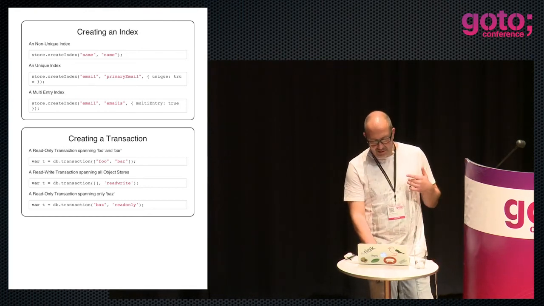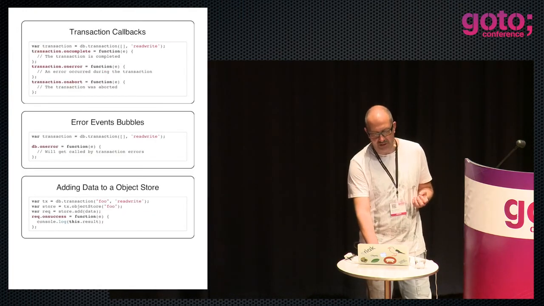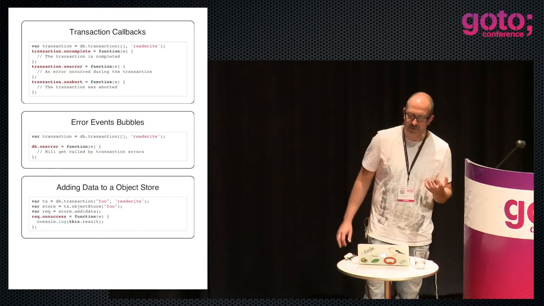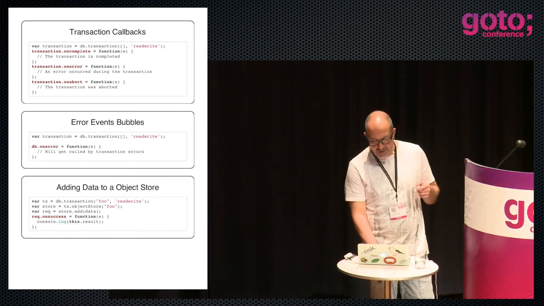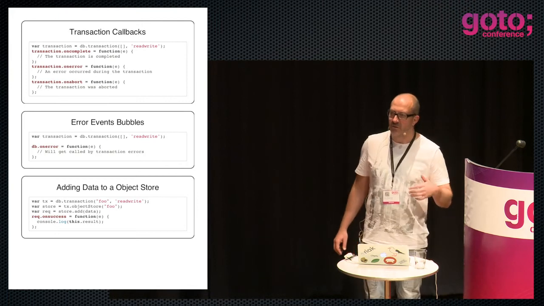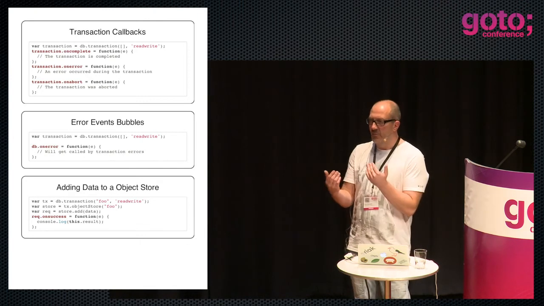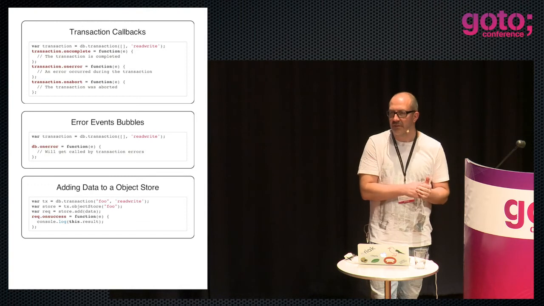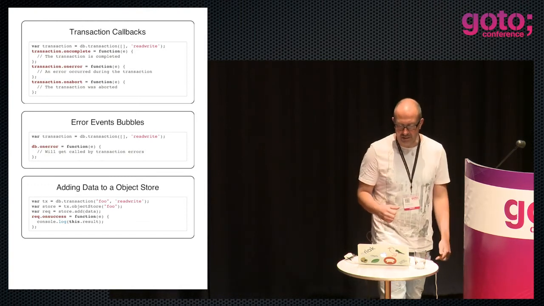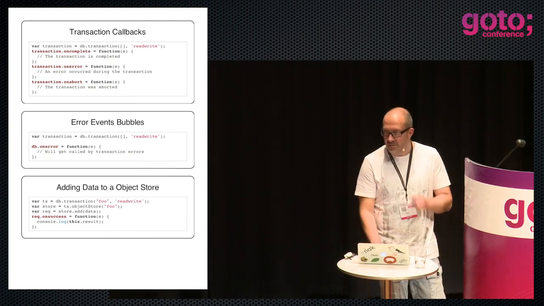If we have created a transaction, we can attach oncomplete, onerror, and onabort callbacks on the transaction. And there is no explicit send or run or anything on a transaction. The transaction is run the next time we hit the event loop on the browser. So we don't have to explicitly say, okay, go. That takes a little bit of getting used to when writing the code.